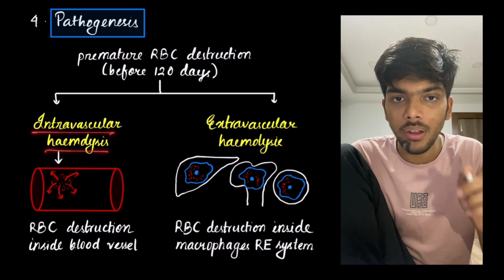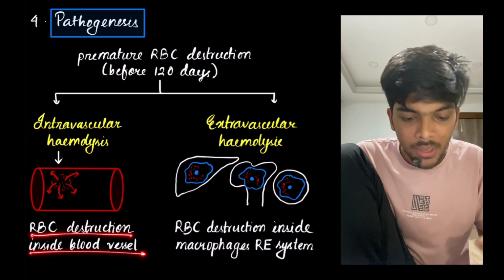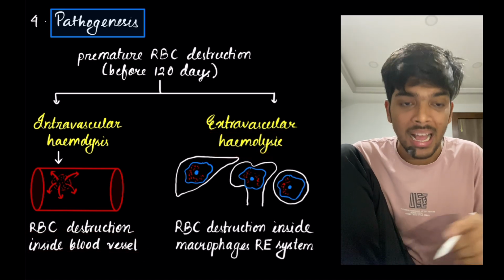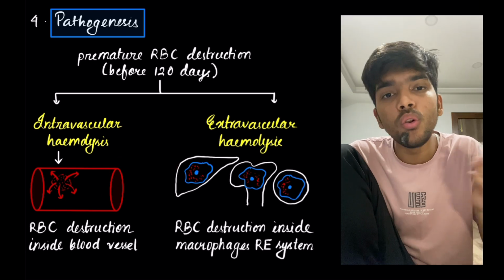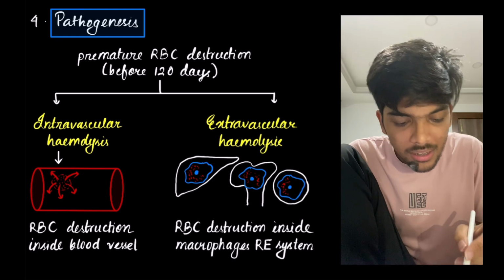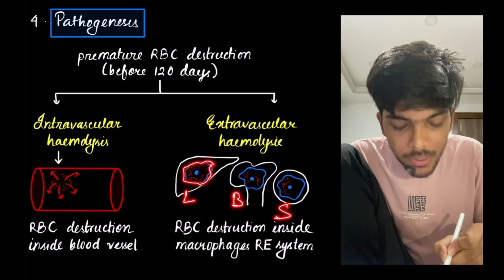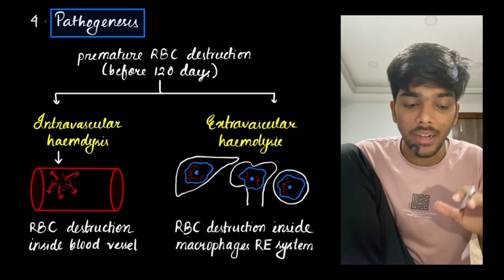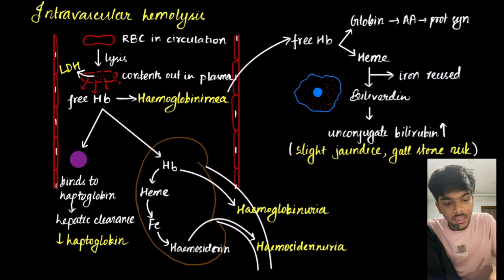In intravascular hemolysis, RBC destruction takes place inside the blood vessel. In extravascular hemolysis, RBC destruction takes place outside the blood vessel in the reticuloendothelial system. The reticuloendothelial system contains what? It contains macrophages of liver, bone, and spleen. Okay, let's look at each of these hemolyses one by one. First, intravascular hemolysis. In intravascular hemolysis, there is your red blood cell in circulation.